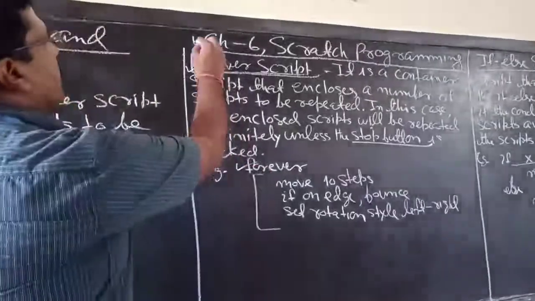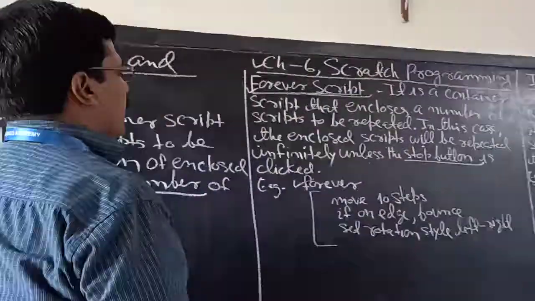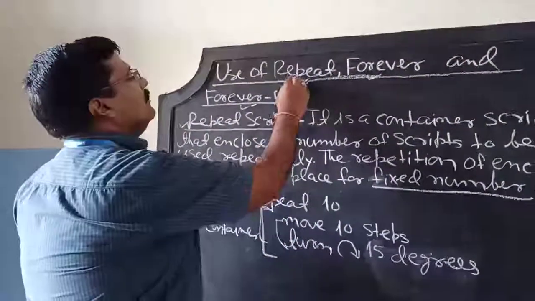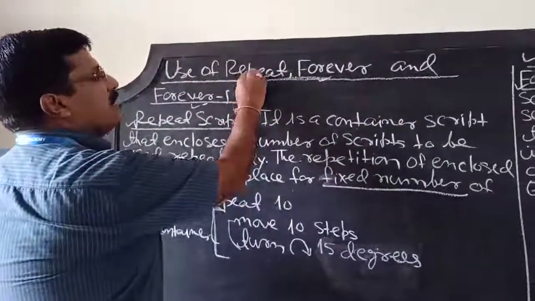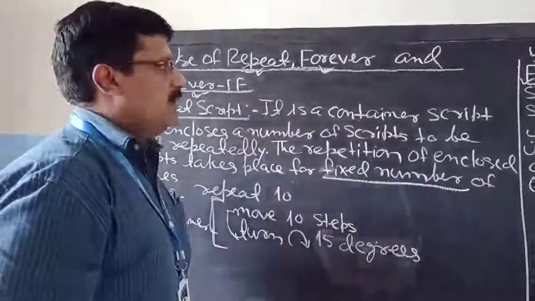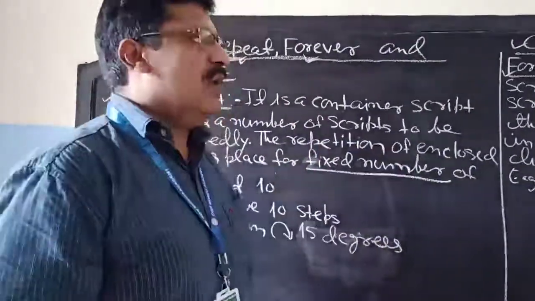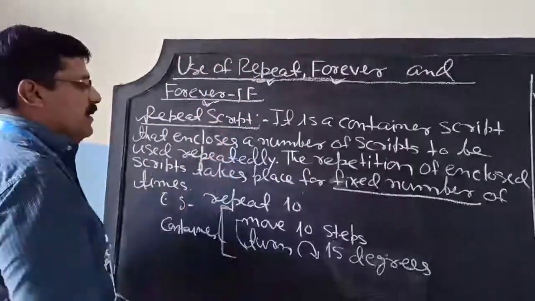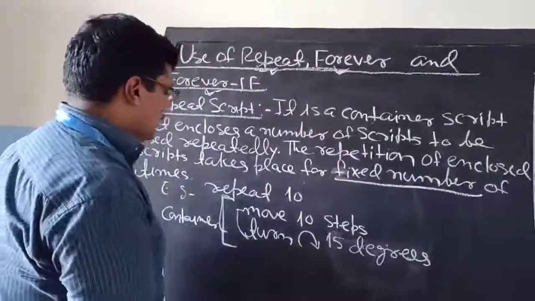We are in chapter 6, Scratch programming. In today's class, at first we are going to learn about the use of the repeat script, forever script and if script. These are the three different scripts which we use in our Scratch programming. The first one is the repeat script. So at first, see the example.